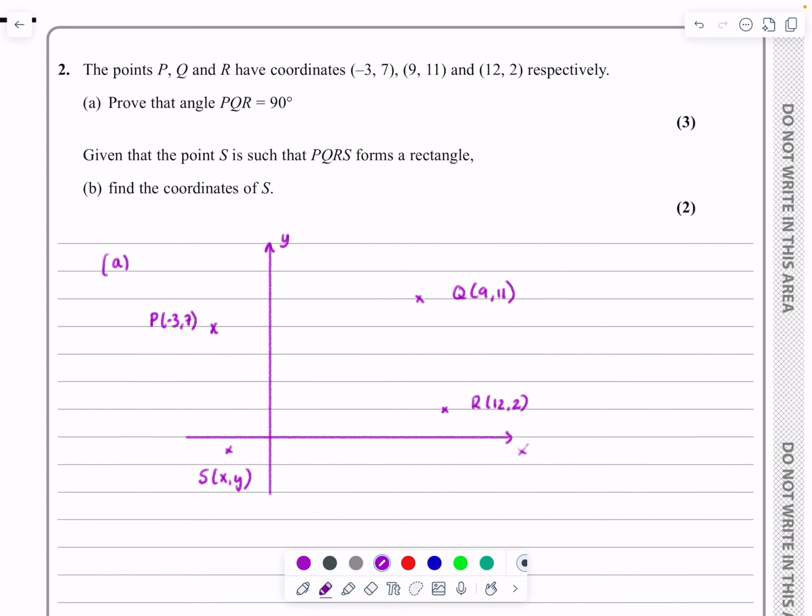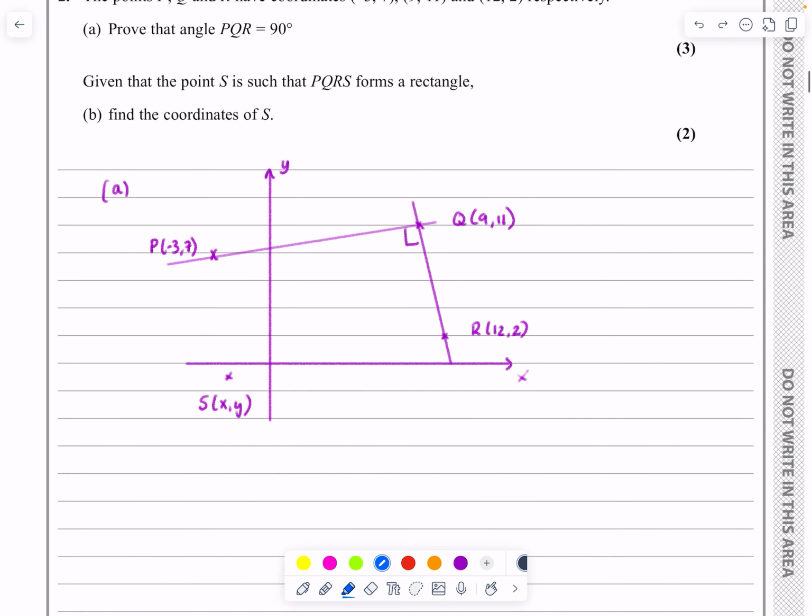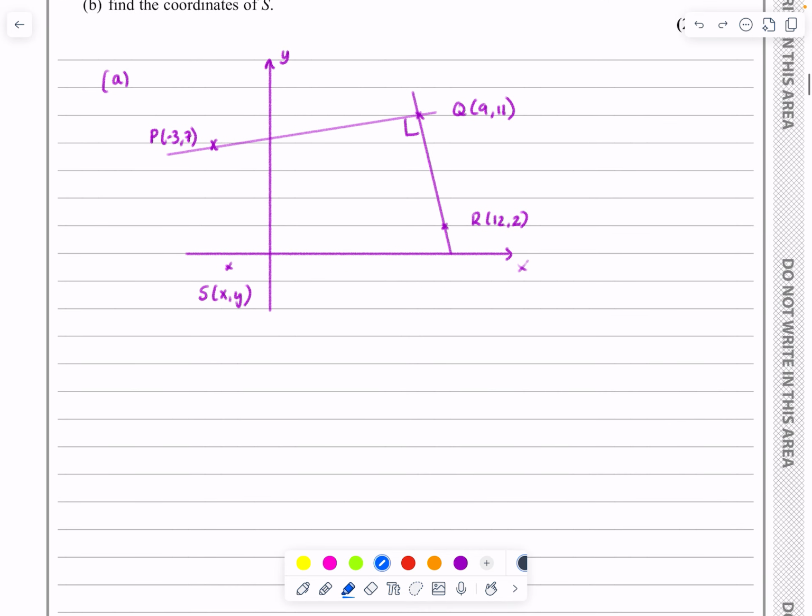And for part A, it says prove that angle PQR is equal to 90 degrees. So PQR looks like 90 degrees on my diagram, so that's good. If I want to prove that angle is 90 degrees, I'm going to work out the gradient of PQ, work out the gradient of QR, and show that one of them is -1 over the other one, or they multiply together to make -1. Let's explain that to the examiner then.